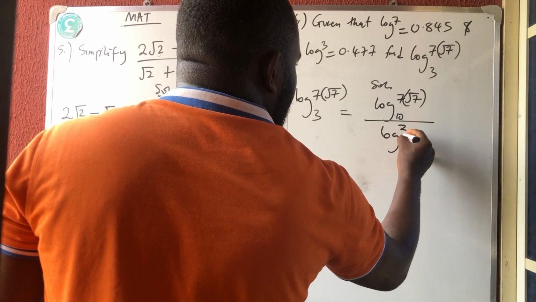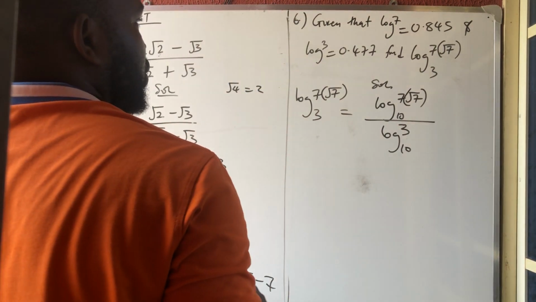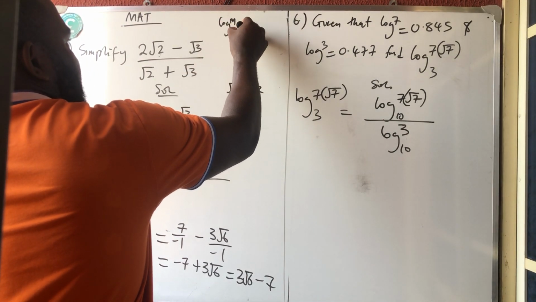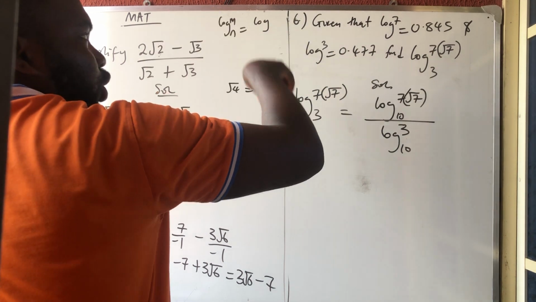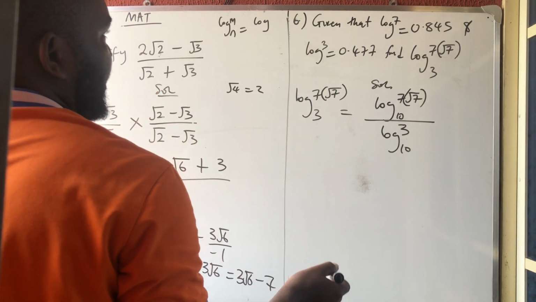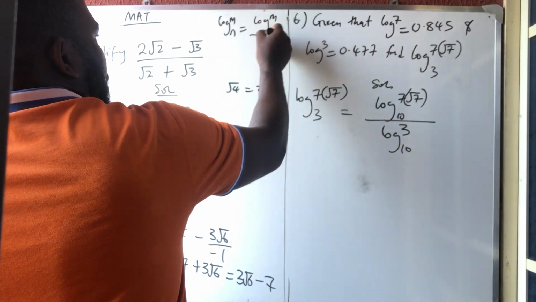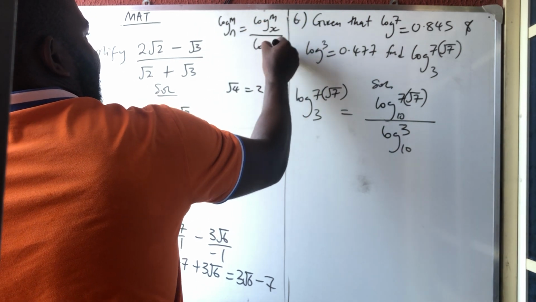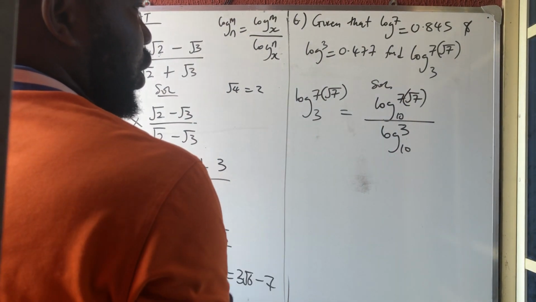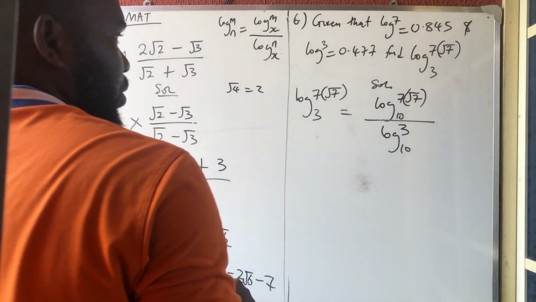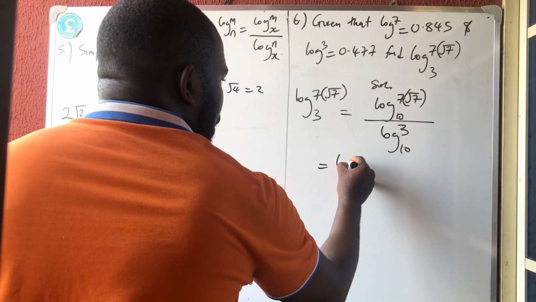Log 3 base 10. According to the law of logarithm, log m base n is equal to log m base x over log n base x, if you want to bring in another base yourself, maybe base x. That is one of the laws of logarithm. If you don't understand, you can watch our video on logarithm. So this is equal to log.